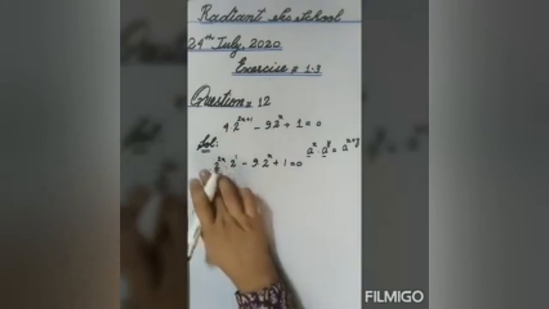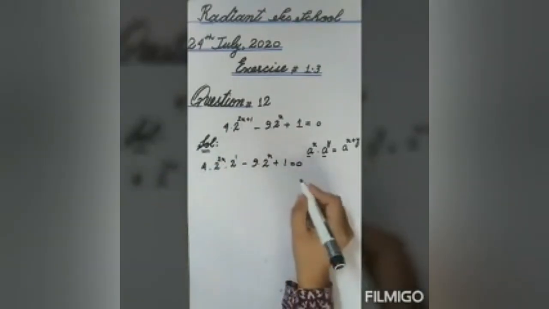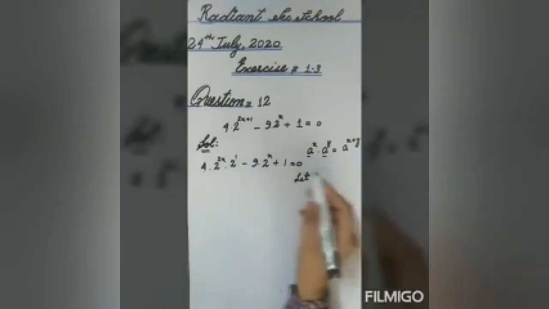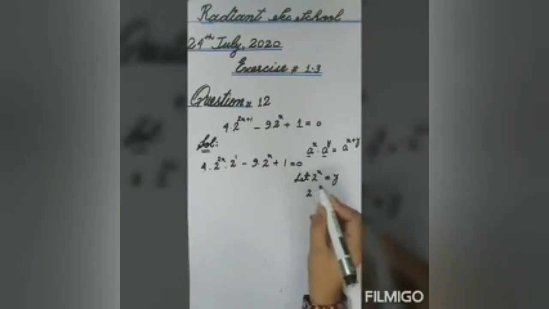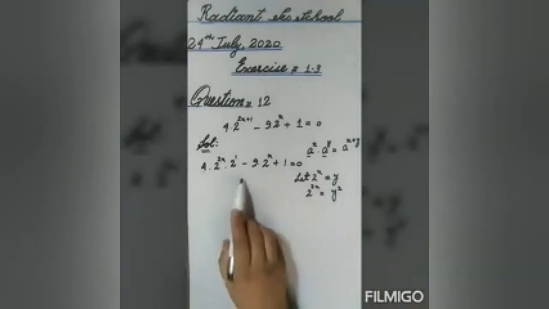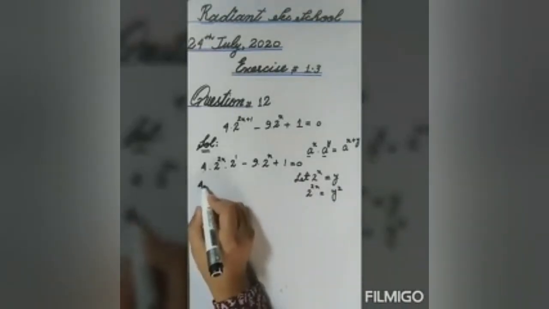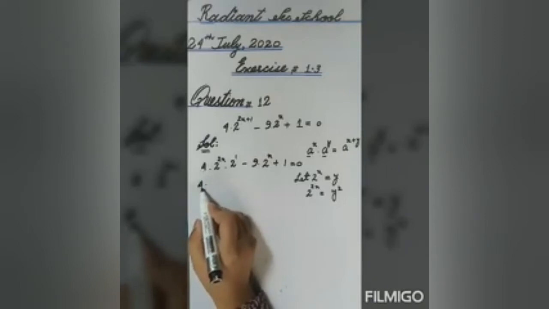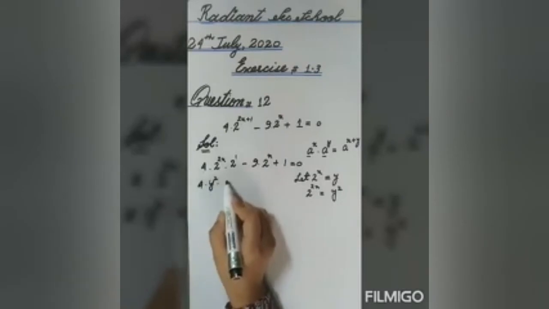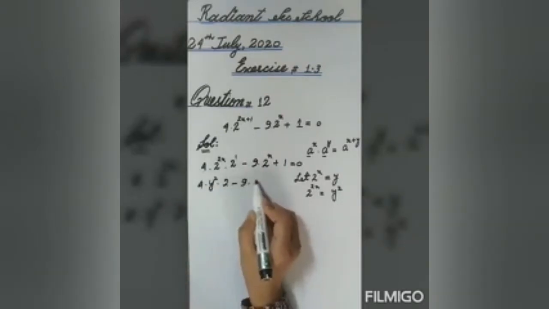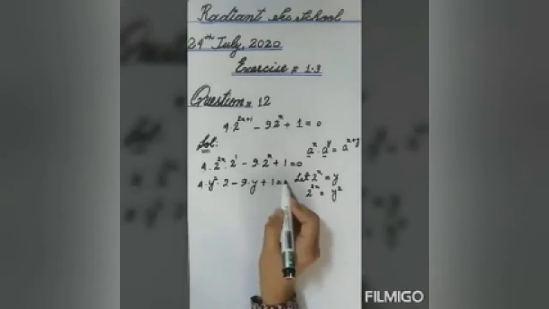Now what do we have to suppose here? Here we have to suppose 2 power x equals y, to make it quadratic. Now if I take square on it, I have to take square on both sides. 2 power 2x will become y square. Now put these values y and y square in the original equation. After putting it in the original equation, we will get 4 into 2 power 2x becomes y square into 2 minus 9 into y plus 1 equals to 0.